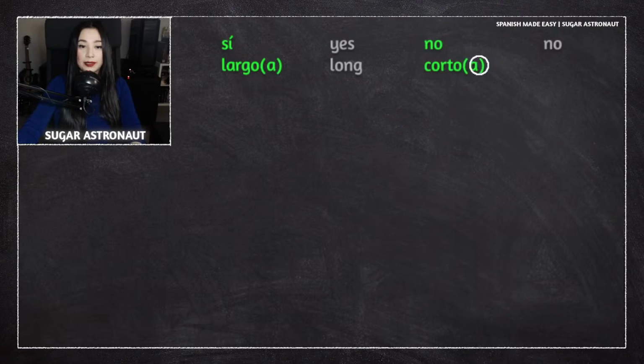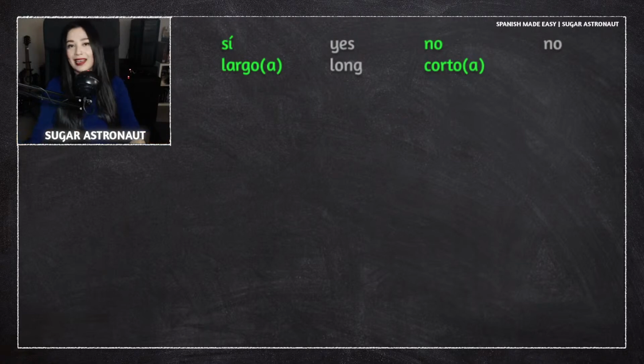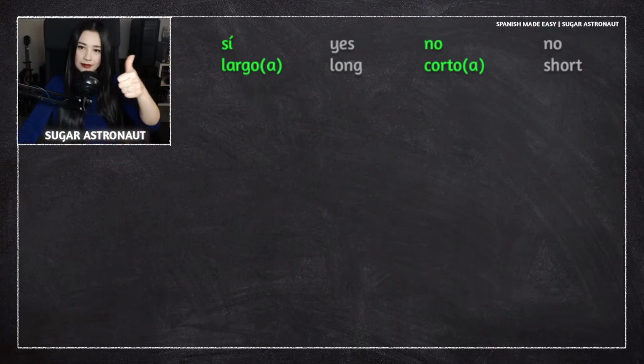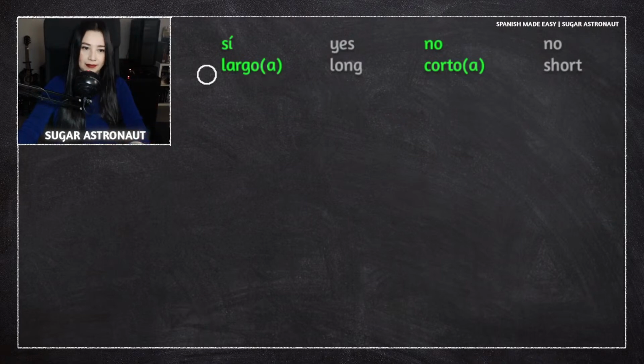Corto is the opposite. It can also be feminine. Corto, masculine. Corta, feminine. So corto means short. That's very easy. Largo, corto. Long, short. And obviously, they can be feminine as well. So far, so good.